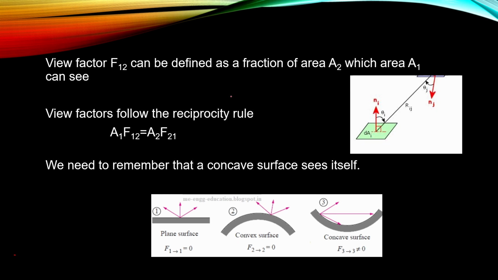There are some special cases in which a surface can see itself. A plane surface will never see itself. The same is true also for convex surfaces. But a concave surface can see itself.